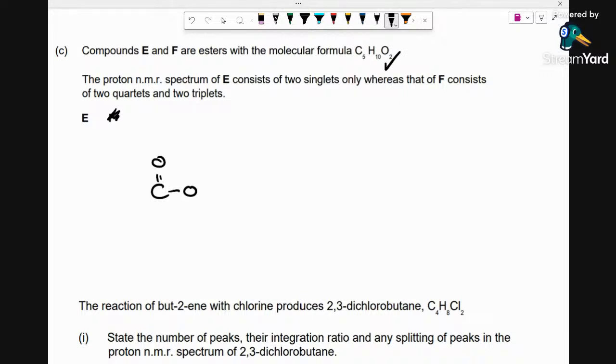I've got 4 carbons to go, and E's spectrum consists of 2 singlets. Well, in that case, I will just add a CH3 onto the end here, because that means it must be a singlet because it's directly next door to an oxygen. The next thing I need to do is I've still got 3 carbons to go. Let's have a look at how this pans out, because this is the thing about NMR: it's a puzzle. I've got 3 carbons to go.